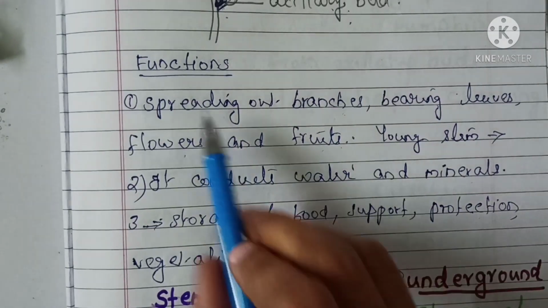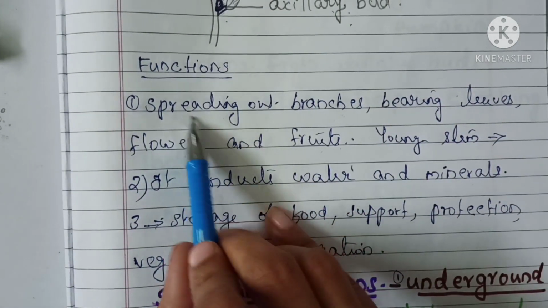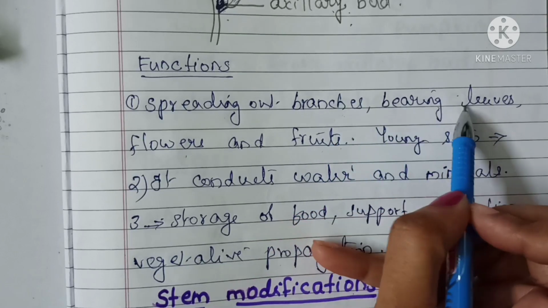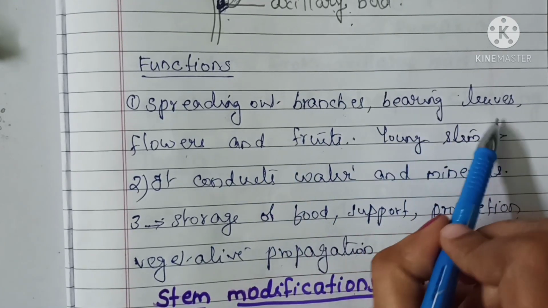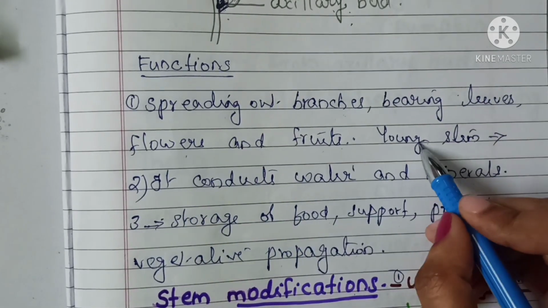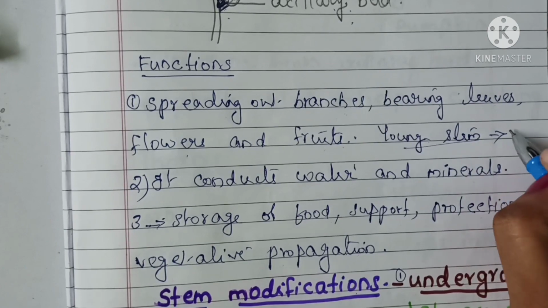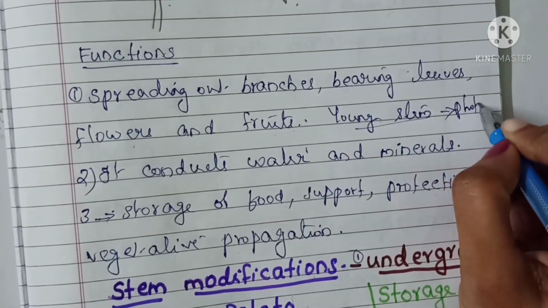Then the next one is the functions of the stem. First function, spreading out branches bearing leaves. So the stem is spreading out the branches bearing leaves, flowers, fruits, etc. Then another function is, in the young stem, it carries out photosynthesis.